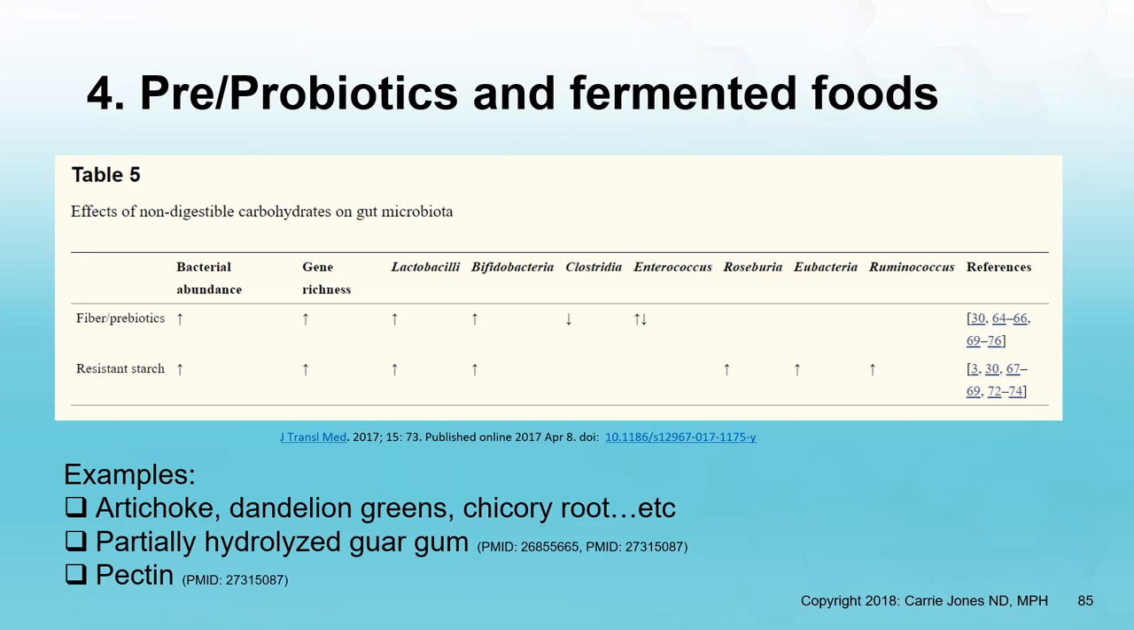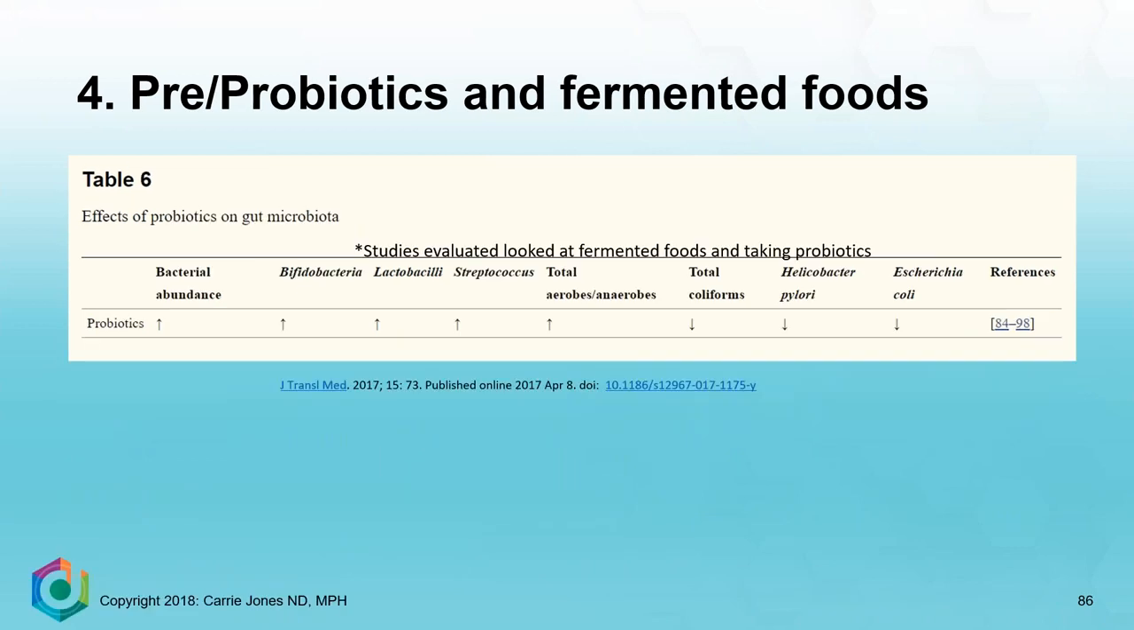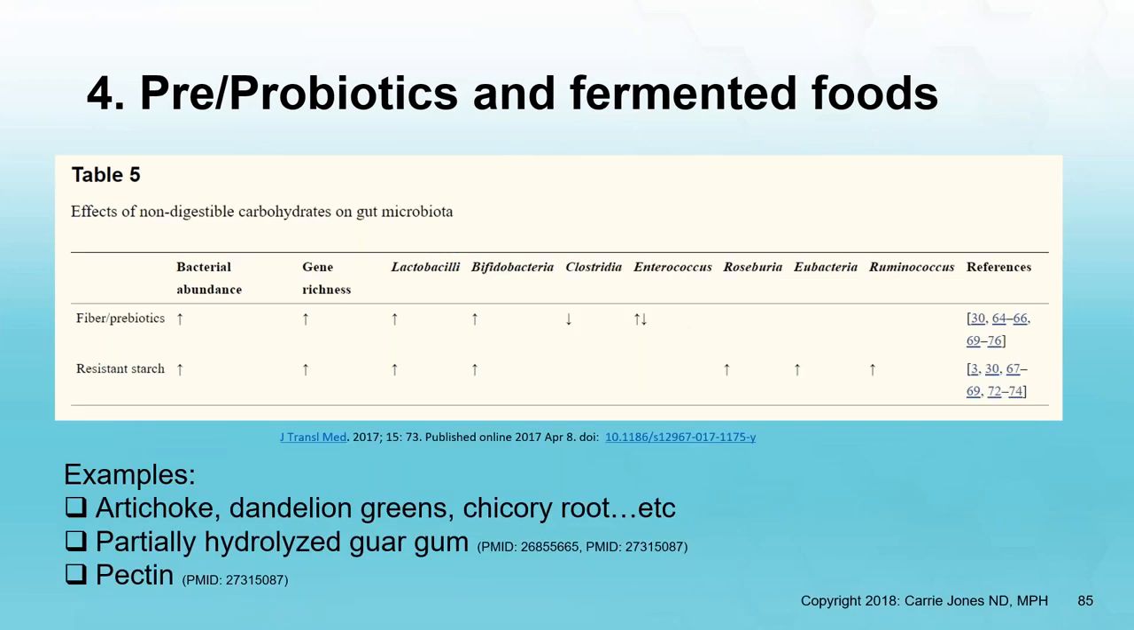Pre and probiotics and fermented foods. We know we're talking about repairing the gut, and these are huge things. Artichoke, dandelion greens, chicory root, partially hydrolyzed guar gum, pectin, just as some examples with some studies behind them, can really help with the microbiome. And then we have probiotics. So the prior slide was the pre and the fibers. And what I don't have listed in the prior slide was the unpeeled carrots. Unpeeled carrots can fit in this category as well, that Apiaceae family. So unpeeled carrots can go here.